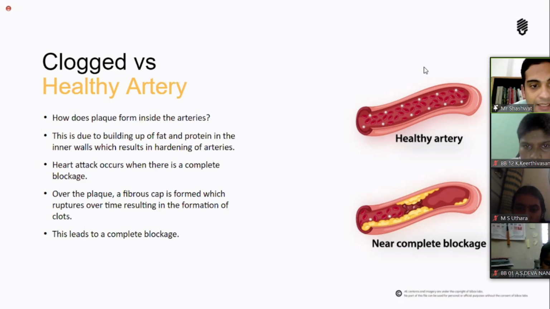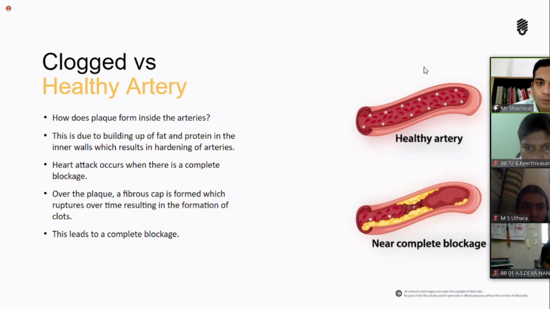Now, a heart attack is something which occurs when there is a complete blockage in the arteries. Over time, a fibrous cap is formed over the plaque, which ruptures and results in the formation of clots. Because of the formation of these clots, it leads to complete blockage inside the arteries.